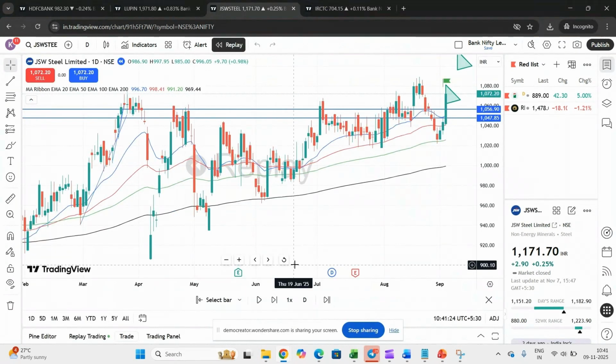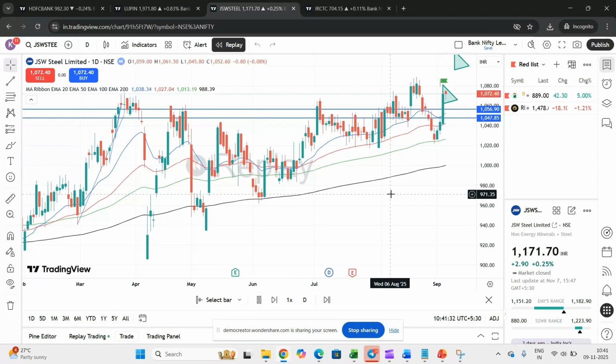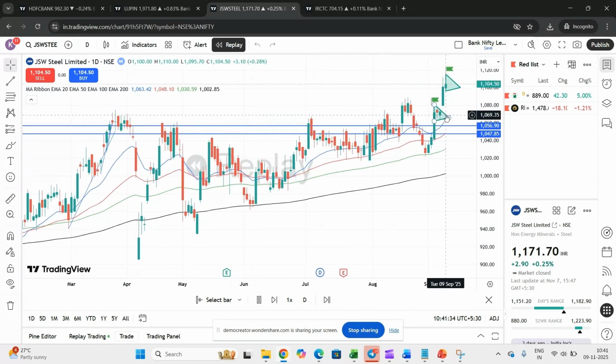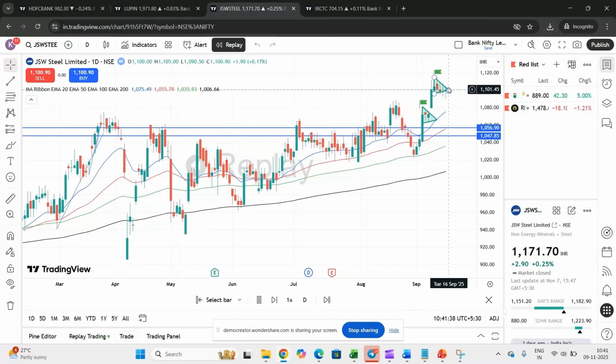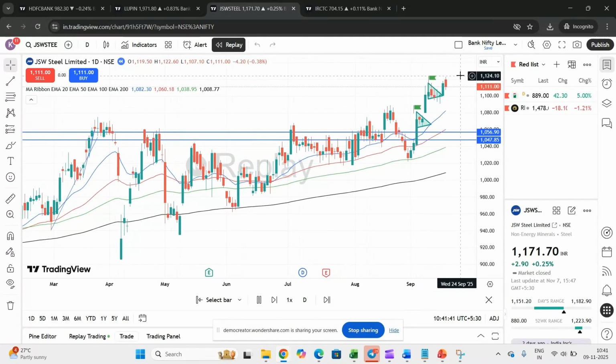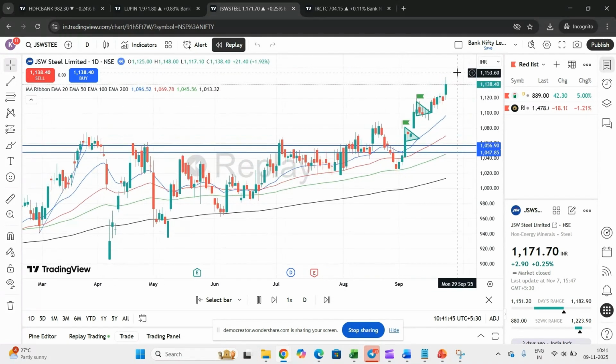Let's see a live example of JSW Steel. How this pennant I marked here. This was a pennant formation I was expecting. See, look here. So it is consolidating for 2, 3 days, then a breakout. Once again, it is consolidating for 2, 3 days. Once again, that pennant it broke out. This is the way you can identify the bullish and bearish pennants.